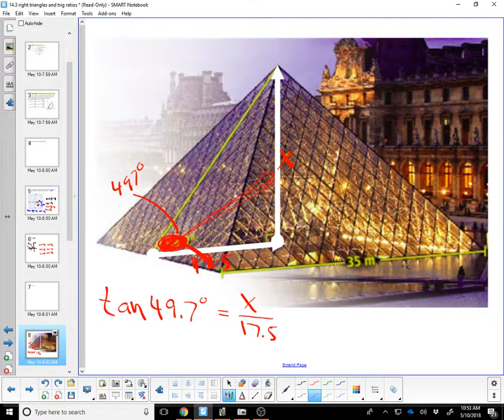Did you not find the... Find the length of what?